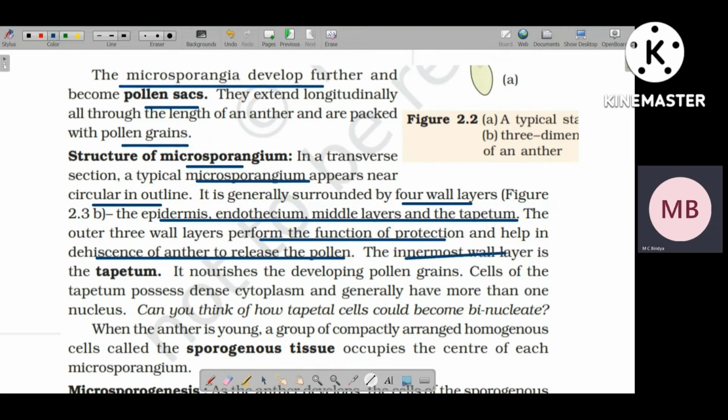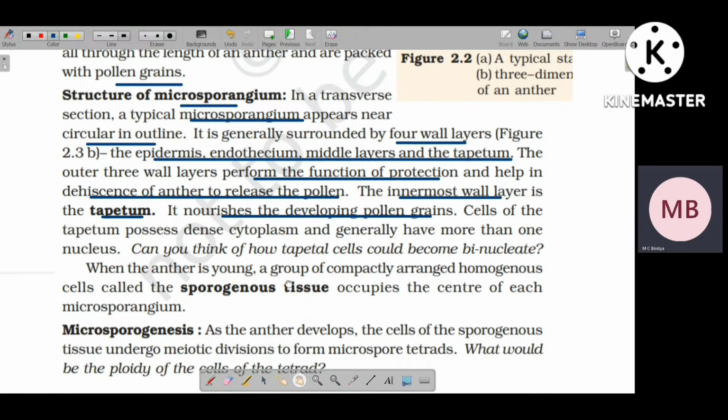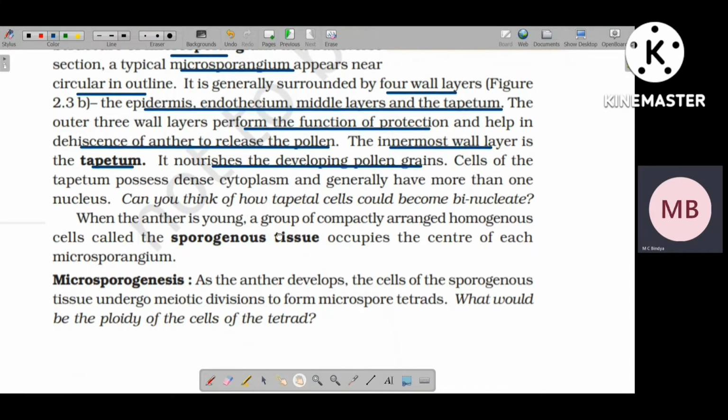The innermost wall layer is called the tapetum. It nourishes the developing pollen grains. Cells of the tapetum possess dense cytoplasm and generally have more than one nucleus. When the anther is young, a group of compactly arranged homogeneous cells called the sporogenous tissue occupies the center of each microsporangium.